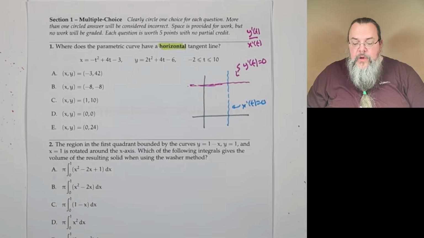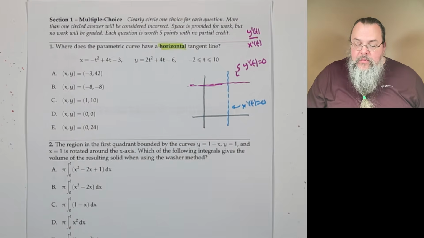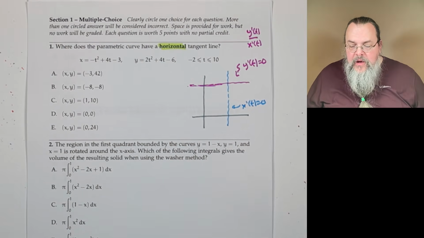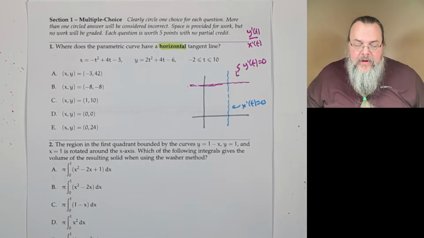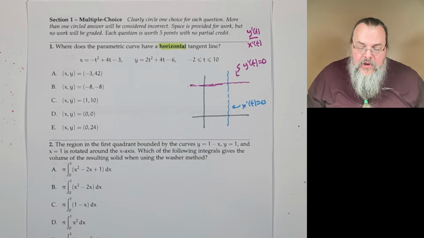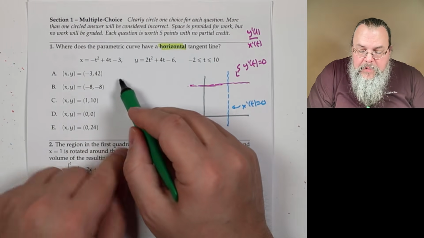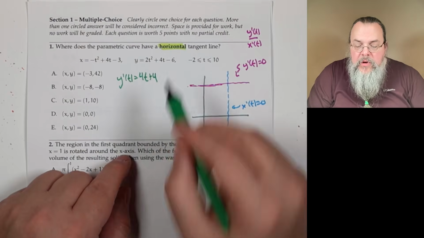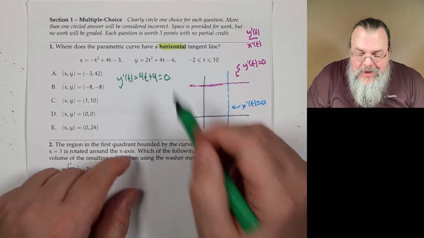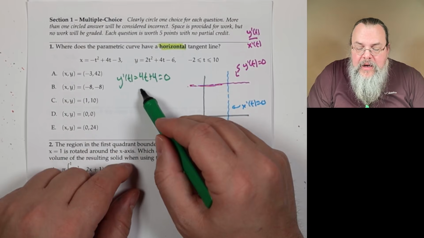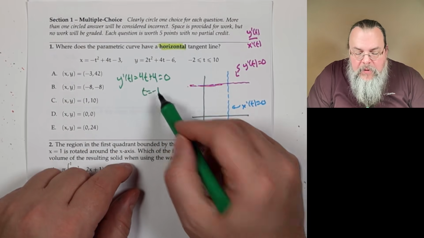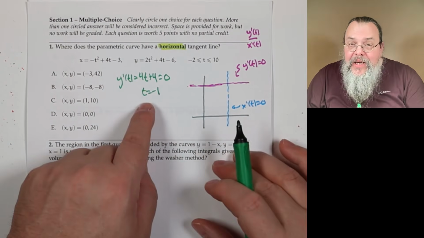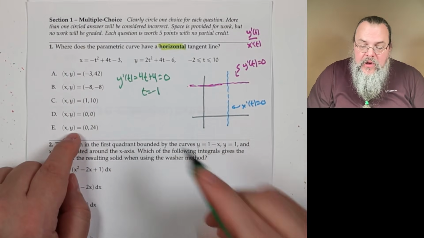So we say, all right, we know what we need to do. Since we want horizontal, we take our derivative, set it equal to 0, and solve. Let's give it a try. We take our y prime of t, that would be 4t plus 4. We set that equal to 0 and solve for t. You subtract 4, divide, and that says t equals minus 1. I say, I don't see a minus 1 here. Well, you shouldn't, because this is t. We want x's and y's. So now what can we do?